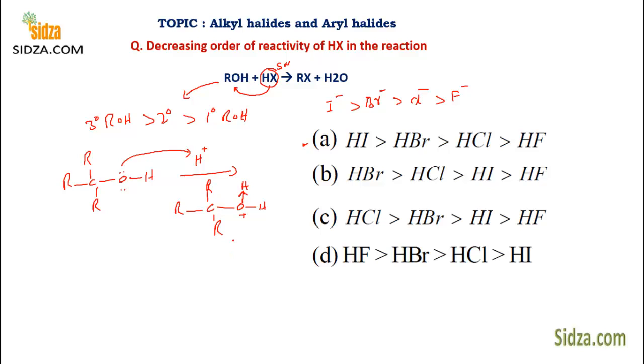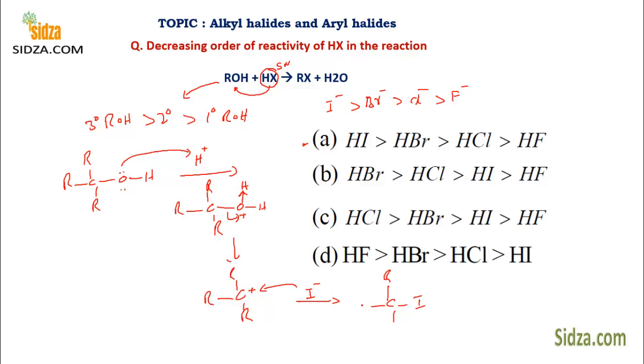And then after that, water is lost here, and you get an intermediate carbocation. All right, you get a carbocation as an intermediate, and then in the next step a nucleophile attacks on the carbocation. So I negative will attack on it, and what you get? You get the alkyl halide.